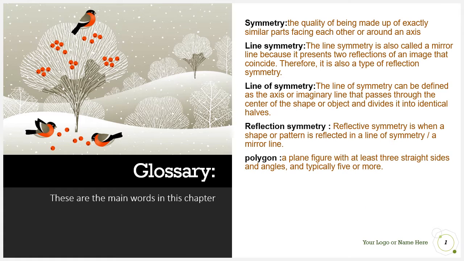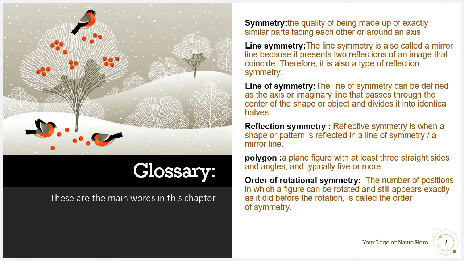Polygon. A plane figure with at least three sides and angles, typically five or more. Order of rotational symmetry. The number of positions in which a figure can be rotated and still appears exactly as it did before the rotation is called the order of symmetry. Center of rotation. A point or line around which all other points in a body move is called the center of rotation.